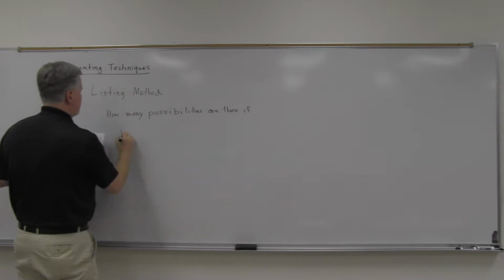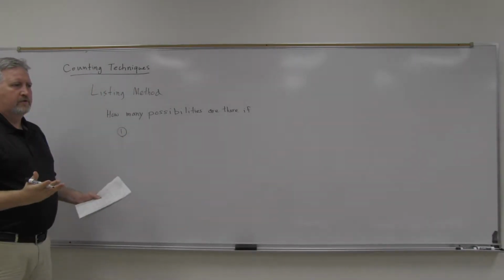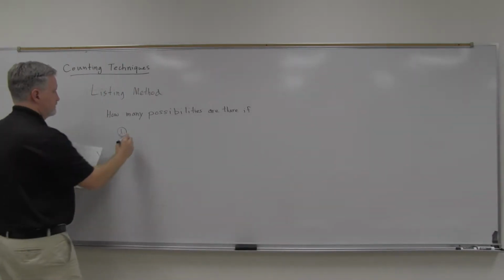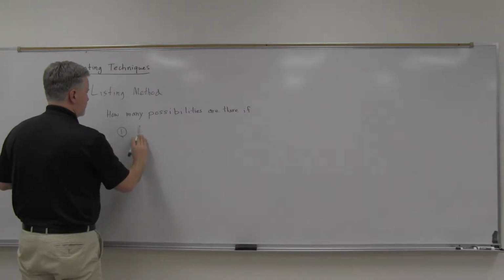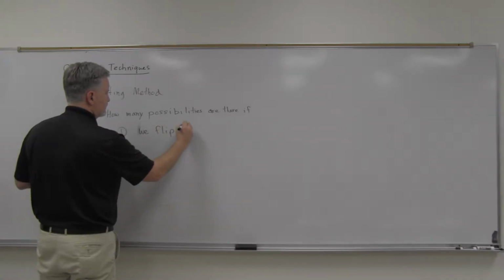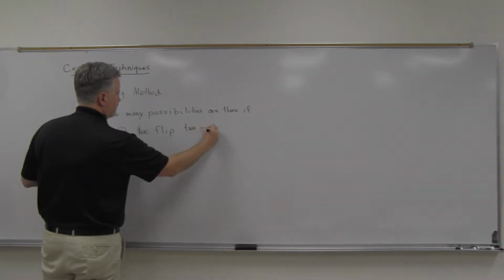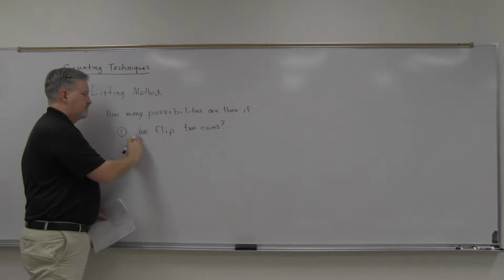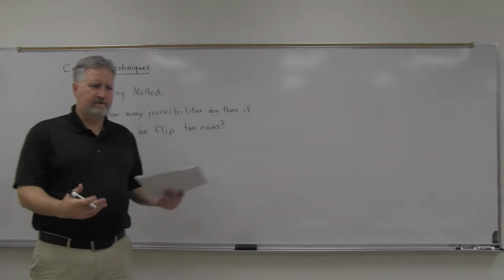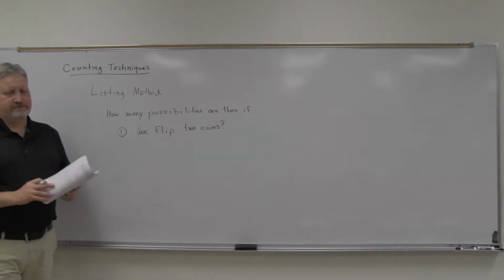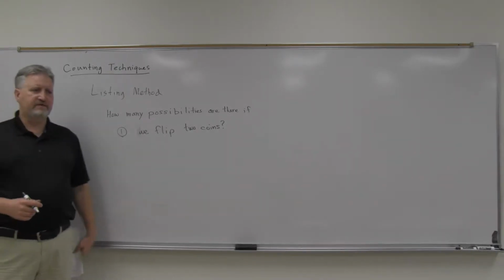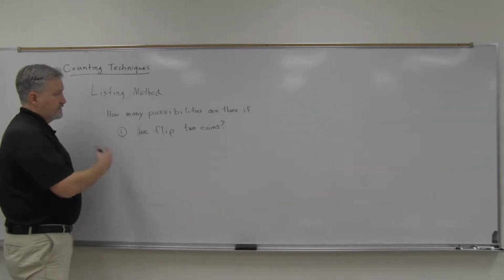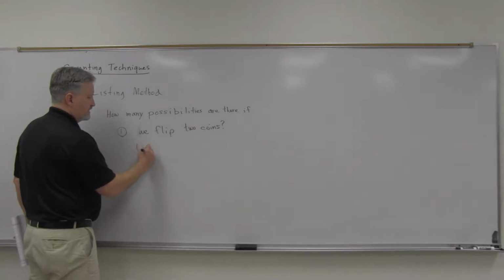Number one, if we flip two coins. Sometimes we're just interested in how many ways an event can occur. This is a good example to start with. Flip two coins, how many possibilities are there? We're just going to list these out.